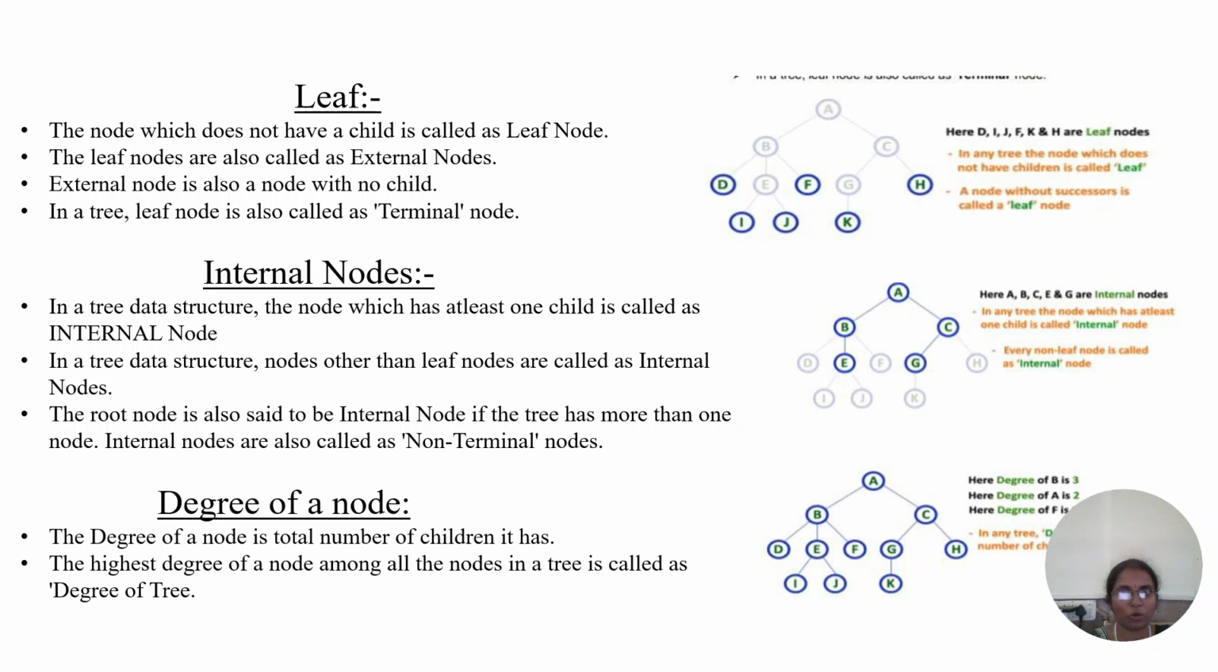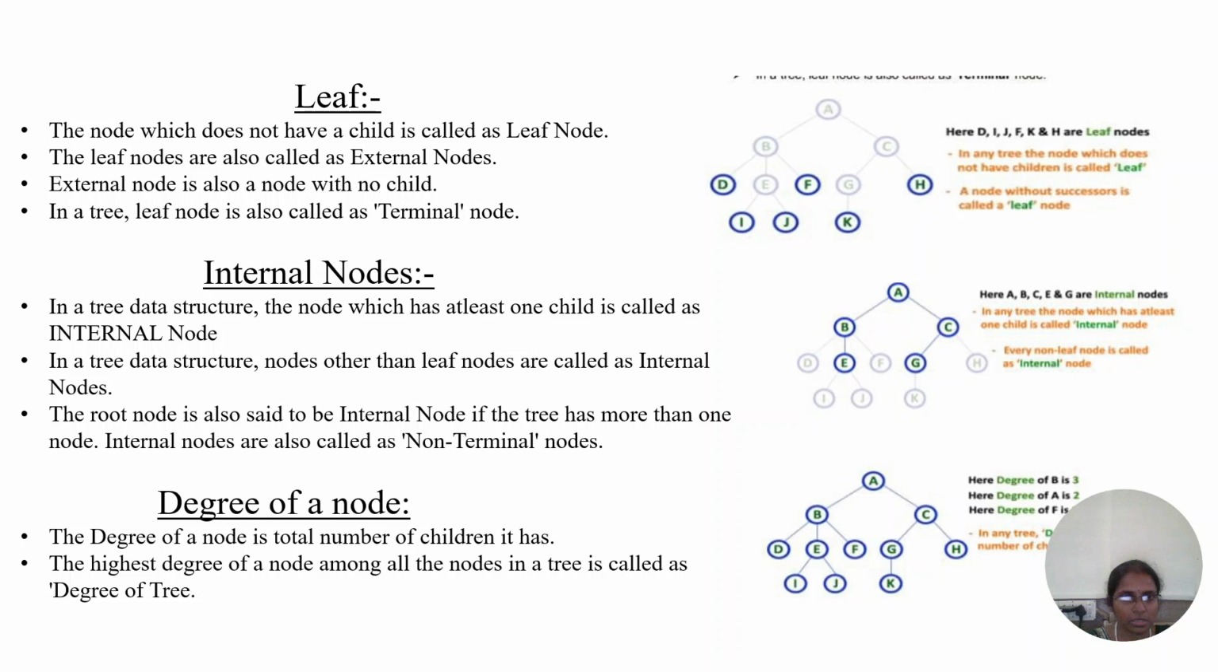Next we discussed leaf nodes. What are leaf nodes? The nodes which do not have a child are called leaf nodes. Leaf nodes can also be called external nodes and terminal nodes. An external node is also a node with no child. That means in the given example, D, I, J, F, K and H have no child, so they are called leaf nodes, terminal nodes or external nodes.